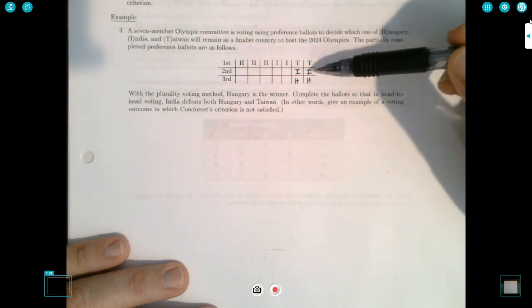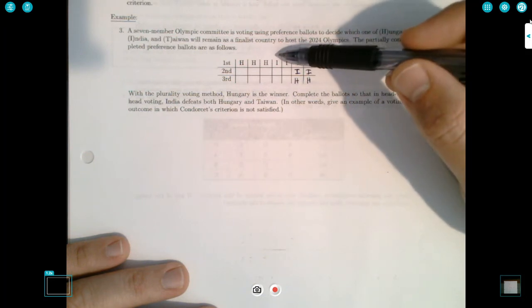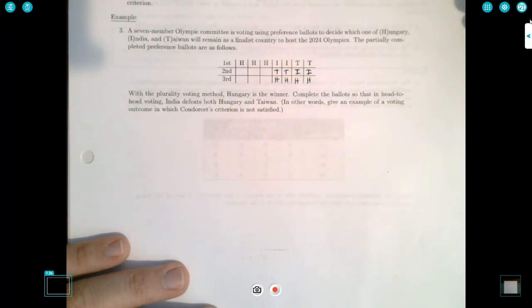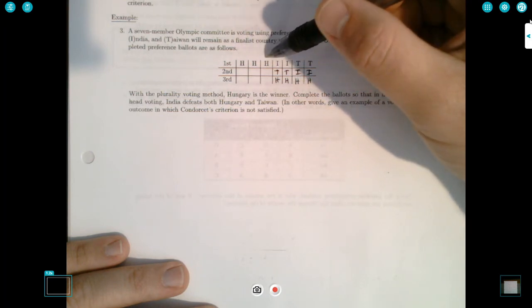So now in a head-to-head race, Hungary's going to win in these three columns, India's going to win in these two columns, and India's also going to win in these two columns. In fact, it doesn't even matter. We could put Taiwan here and Hungary here, and it doesn't matter. India's going to come before Taiwan and Hungary in both of those columns. So already we can see that in a head-to-head race, Hungary's going to beat out India in these three columns, but India is going to beat out Hungary in these four columns. So India is going to beat Hungary in a head-to-head race.